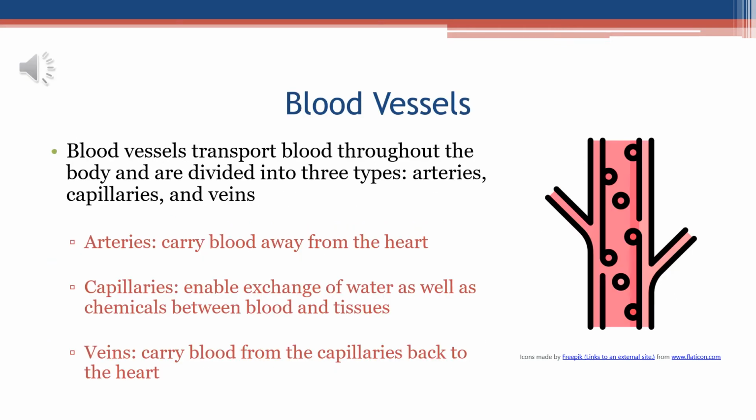Blood vessels. Blood vessels transport blood throughout the body and are divided into three types: arteries, capillaries, and veins. Arteries carry blood away from the heart. Capillaries enable the exchange of water as well as chemicals between blood and tissues. Veins carry blood from the capillaries back to the heart.